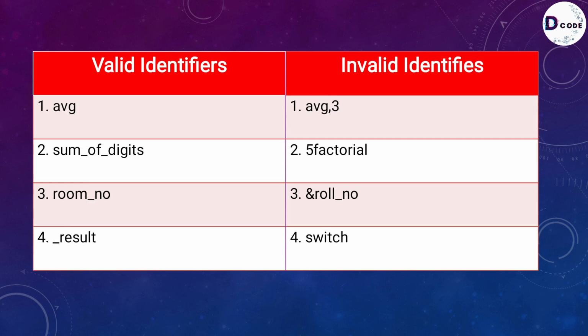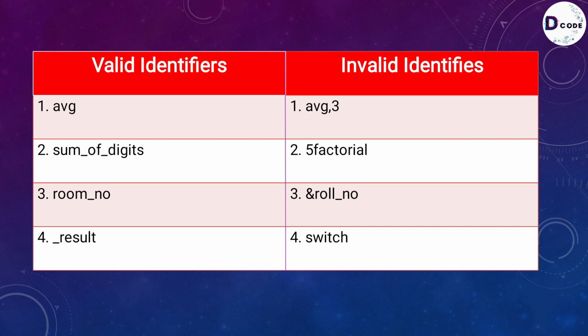Here are some examples of valid identifiers and invalid identifiers. First, we'll look into the invalid identifiers. The first one is average,3. It is an invalid identifier because comma is a special symbol which should not be used to name an identifier.